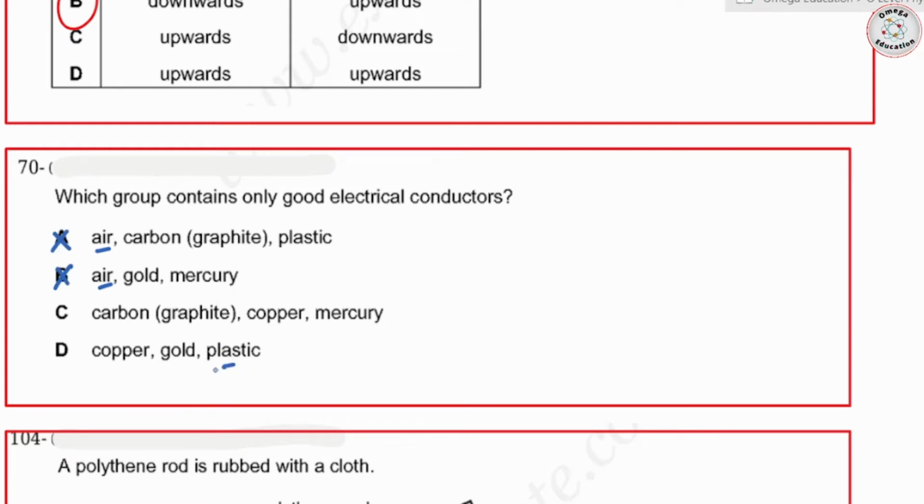Plastic is an insulator. Once you try to pass electric current through the plastic, it offers so much resistance that it will start heating up and eventually start burning off. So C is the right answer. As a matter of fact, carbon, when it's in the form of graphite, is the only non-metal that is a conductor. Copper and mercury are very good conductors, and carbon in the form of graphite is a good conductor.